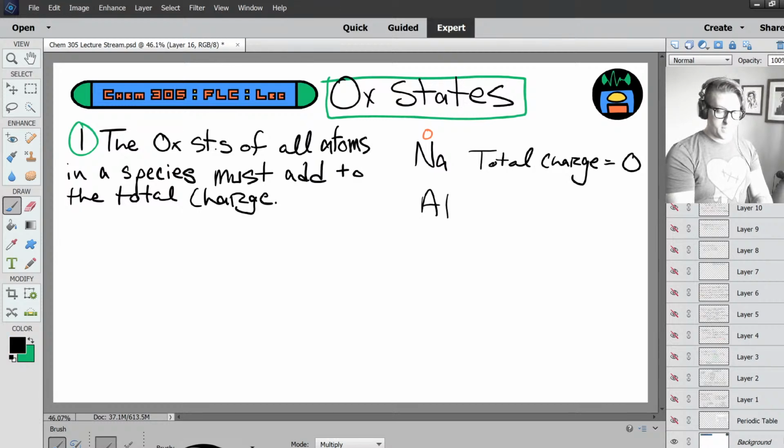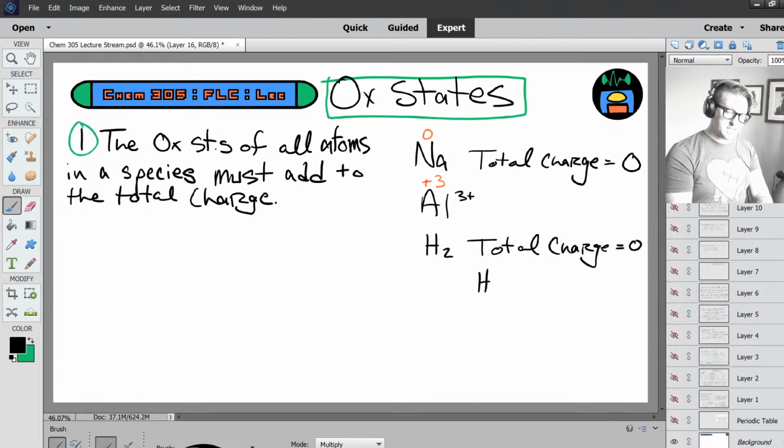If I asked you what the total charge for aluminum 3 cations are, well, the total charge here is positive 3, so the oxidation state is positive 3. And likewise, if I asked you what is the oxidation state of H2, well, since the total charge is 0, that means the individual oxidation states for each hydrogen atom in this molecule must also be 0. All right? That is rule number 1.